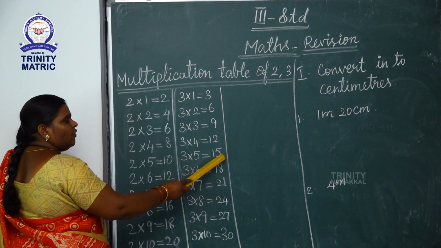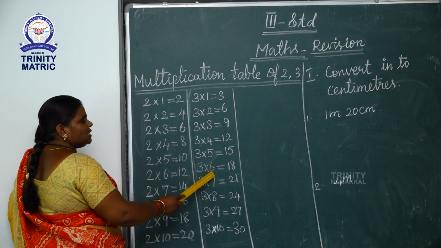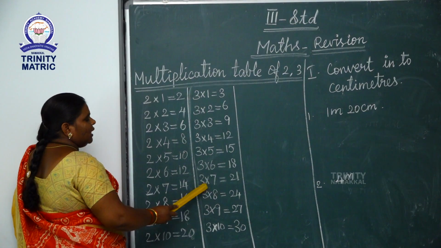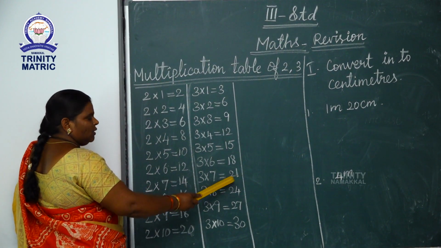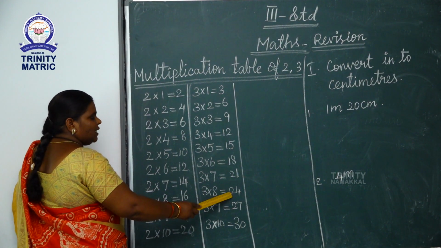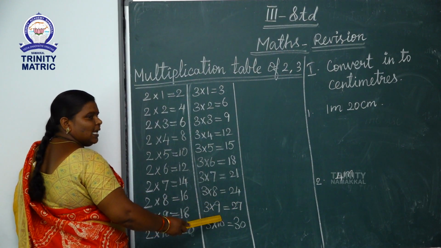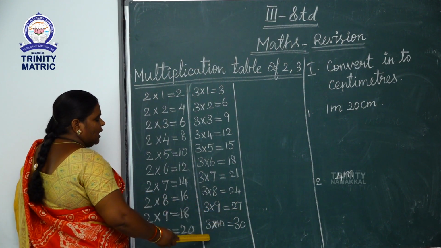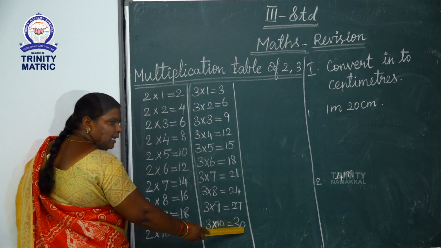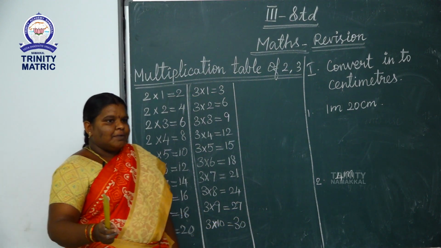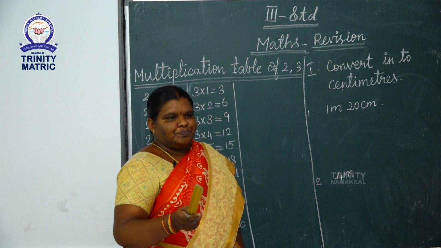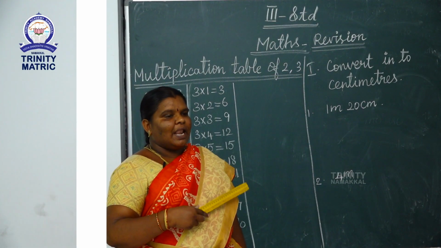3 5s are 15, 3 6s are 18, 3 7s are 21, 3 8s are 24, 3 9s are 27, 3 10s are 30. Children, utilize the time and read the tables very well.